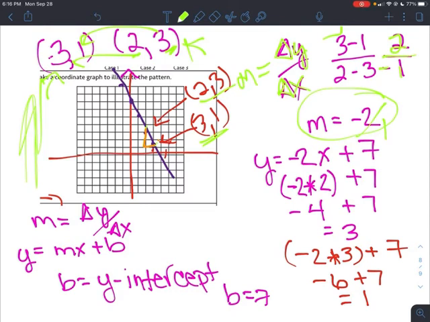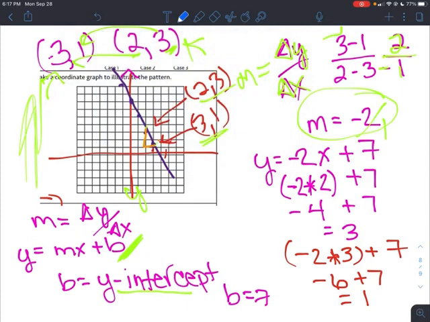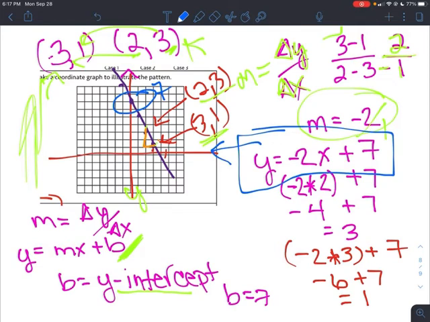So now we have to figure out this b down here. B is the y-intercept. Y-intercept means, where does my graph cross the y-axis? And it's pretty simple. It crosses the y-axis at 7. So that gives me a formula for the line. So that's the algebraic expression for the line. And it's in slope-intercept form, which is y equals mx plus b, where m is the change in y over the change in x.